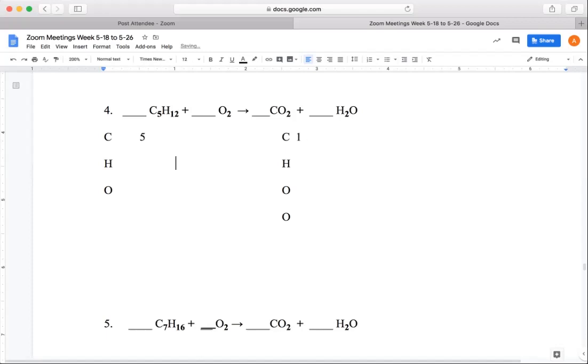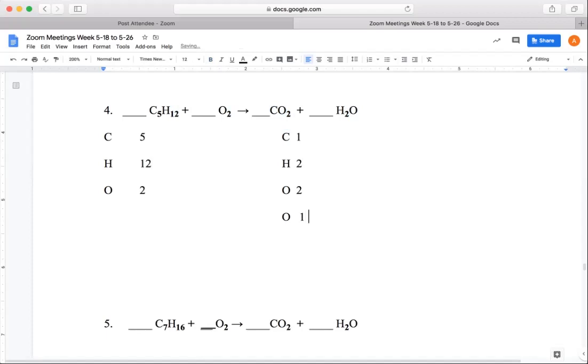How many hydrogen atoms do we have here? We have 12, right? How many hydrogen atoms do we have on the right side? We have 2. How many oxygen atoms do we have on the left side? We have 2. How many oxygen atoms do we have on the right side from carbon dioxide? We have 2. How many oxygen atoms do we see on the right side from the water? We have 1, right?